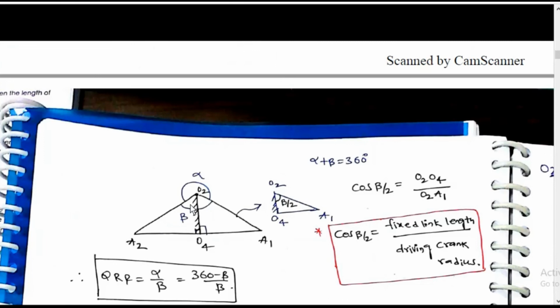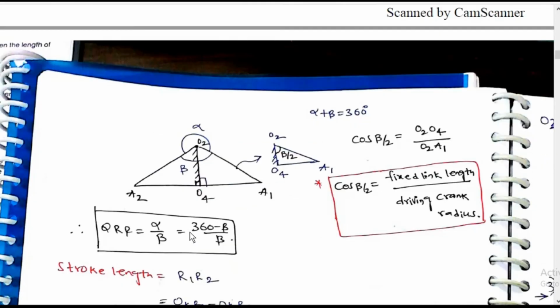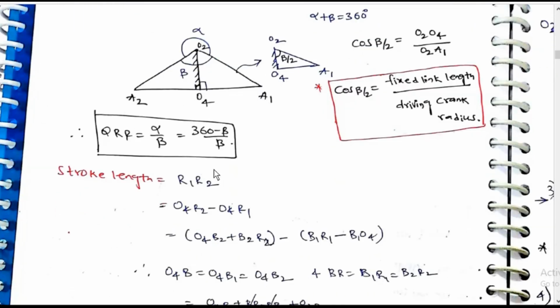Alpha plus beta is equal to 180 degrees. A1 A2. Cos beta by 2 is equal to O2 O4 by O2 A1. Cos beta by 2 is equal to fixed link length by driving crank radius. O2 A1 is the driving crank radius. QRR is equal to alpha by beta, which is 360 minus beta by beta.